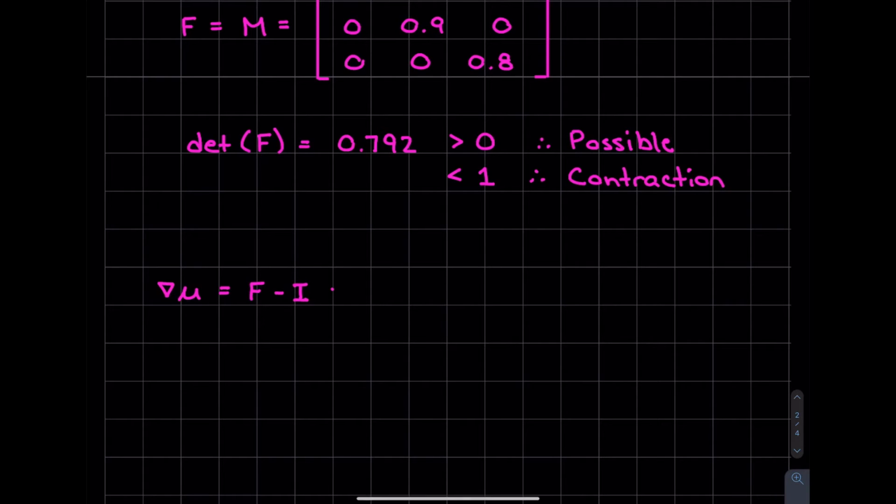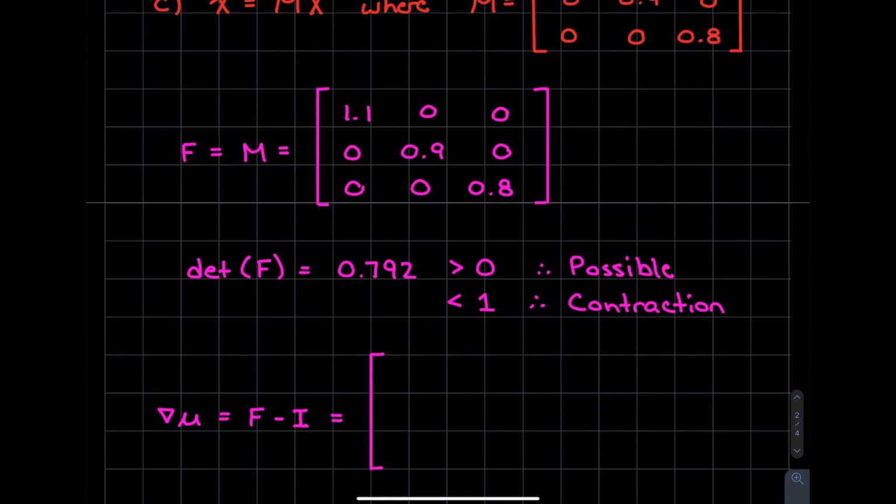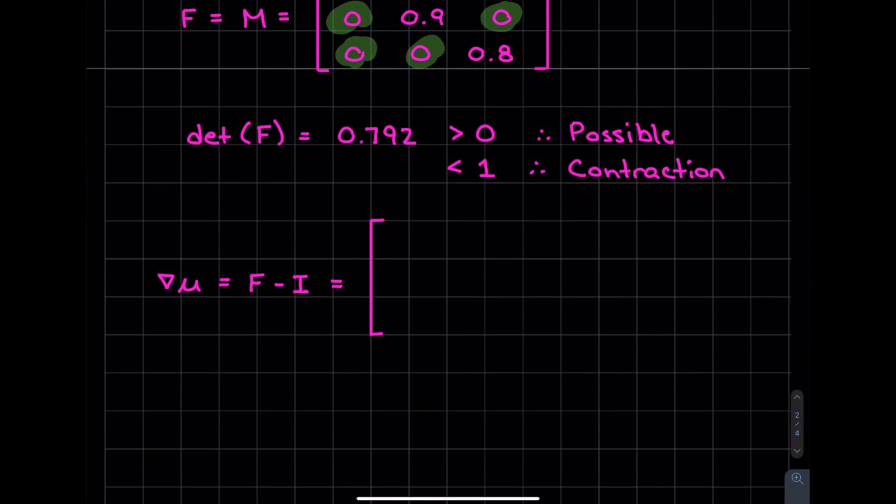So again, in order to find this, all we need to do is take those diagonal components and just subtract 1. Even though the non-diagonal components are 0, so all of these are 0 already, we don't really have to do anything. But remember, these ones don't change between f and nabla m. So if I wanted to, I can just right away go 0, 0, 0, 0, 0, 0.